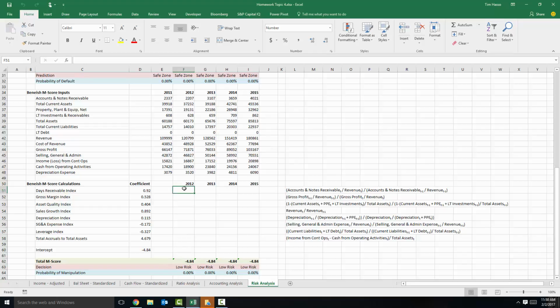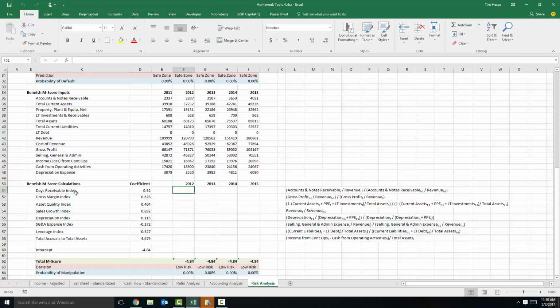So again, I should say it's a bit complicated in the sense that there's a bunch of T minus 1s and so on. There's a lot of brackets here, so be careful when you add and remove brackets. So for days receivables index, we're essentially just comparing the days receivable this year to the one last year.